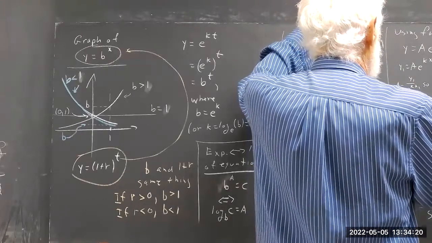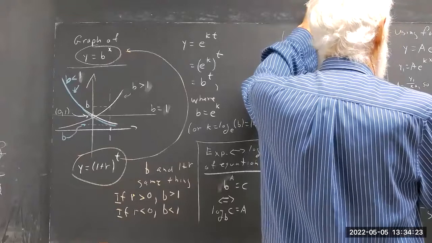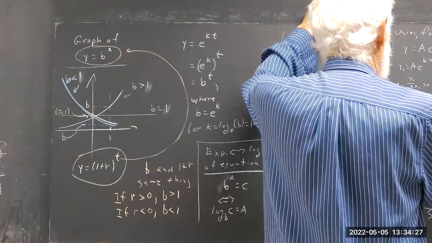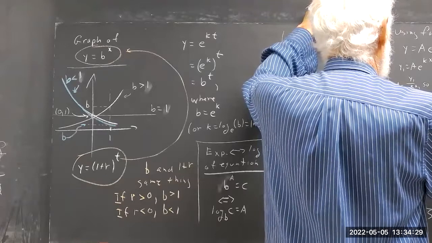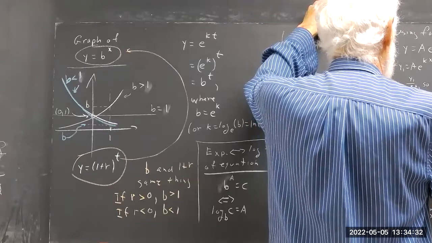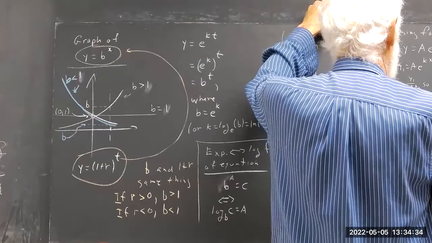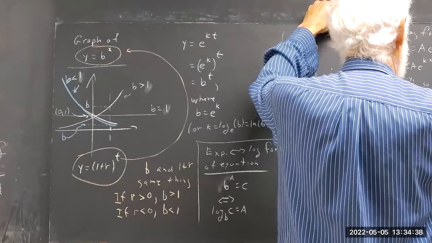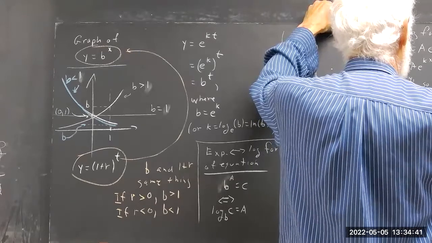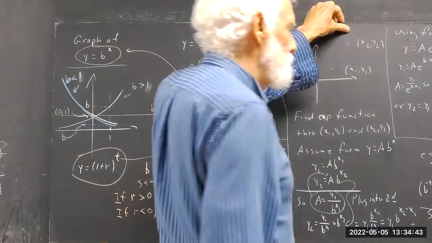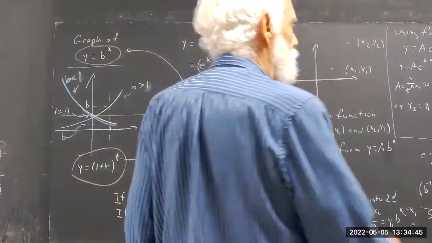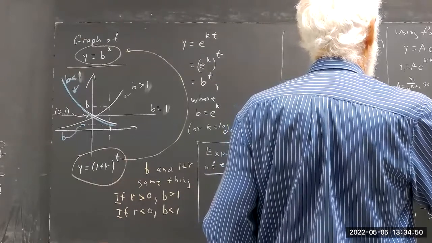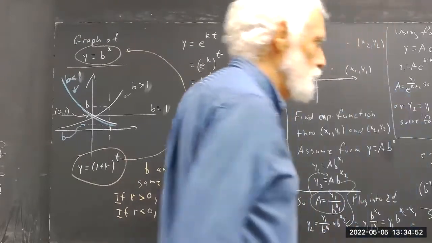which is y2 equals y1 e to the kx2 minus kx1, equals y1 e to the k times x2 minus x1. Now, these are all numbers. You just solve for k.